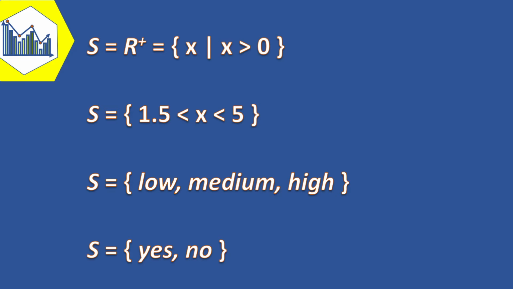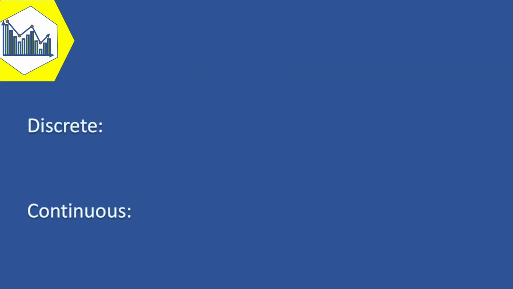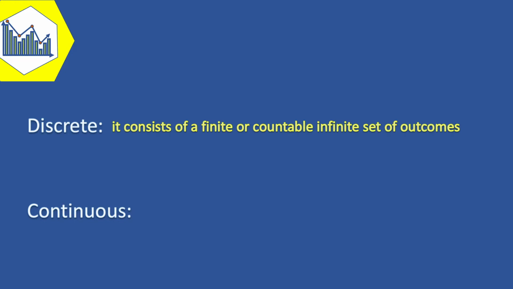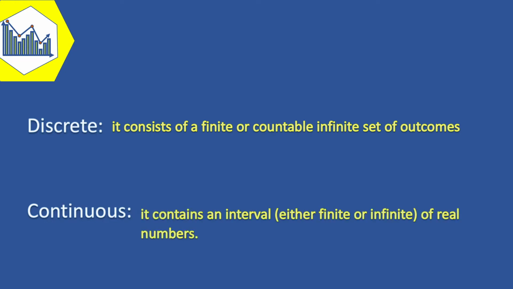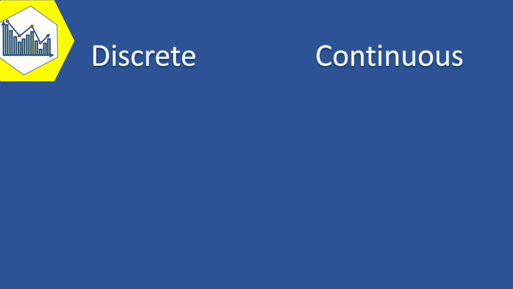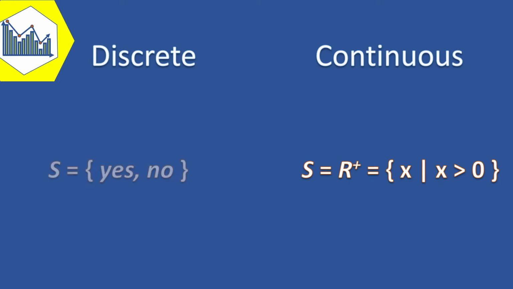As you may have noticed, we have 2 types of sample space, discrete and continuous. A sample space is discrete if it consists of a finite or countably infinite set of outcomes. On the other side, a sample space is continuous if it contains an interval, either finite or infinite, of real numbers. In our example, the choice of S equal to the positive real numbers is an example of a continuous sample space, whereas the S, which has 2 outcomes of yes or no, is a discrete sample space.